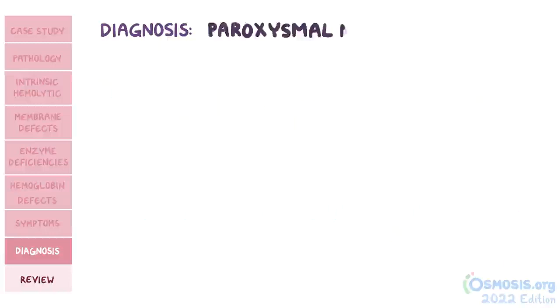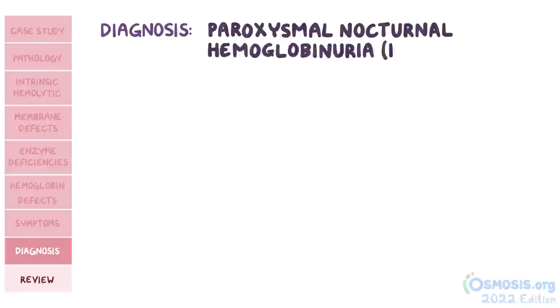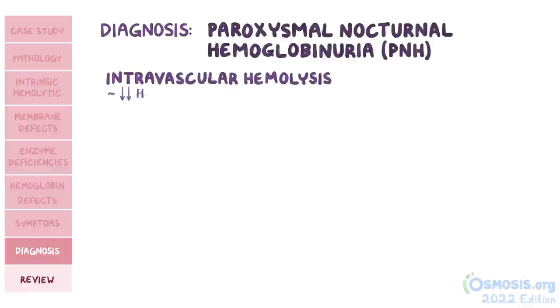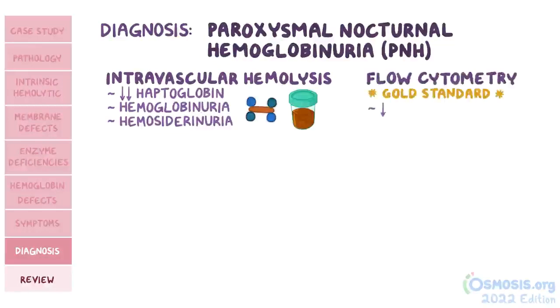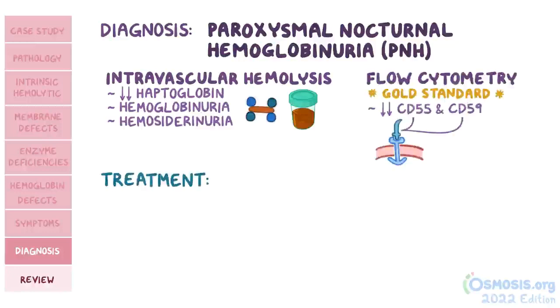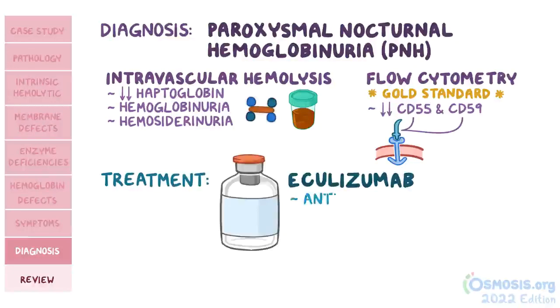In paroxysmal nocturnal hemoglobinuria, PNH, there are findings of intravascular hemolysis such as low haptoglobin, hemoglobinuria, and hemosiderinuria. The gold standard test is flow cytometry, which shows deficiency of CD55 and CD59. Treatment includes eculizumab, which is an antibody against the complement protein C5.